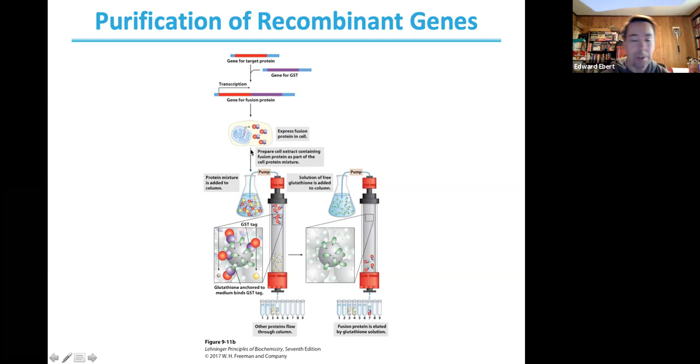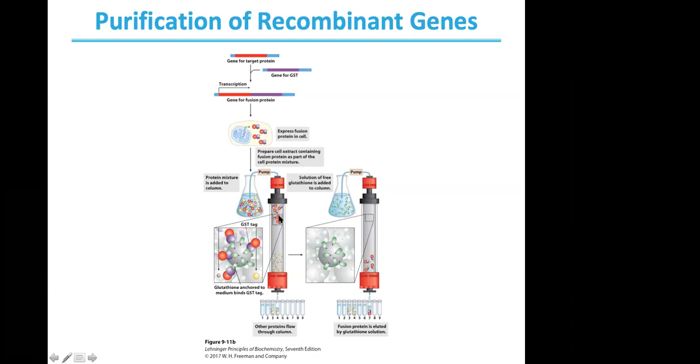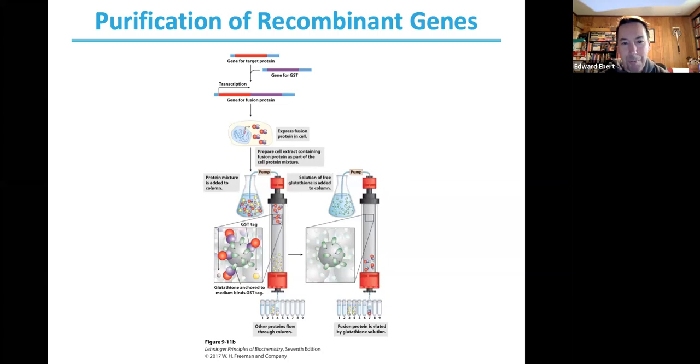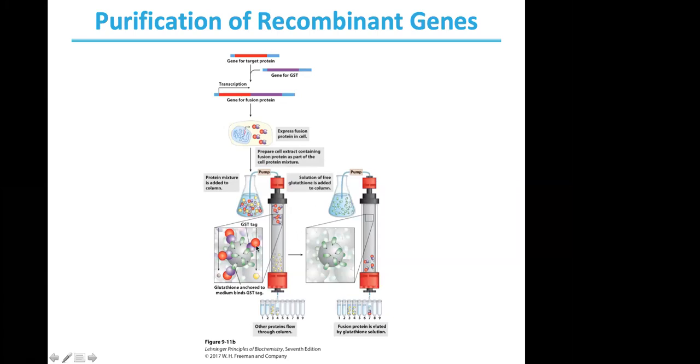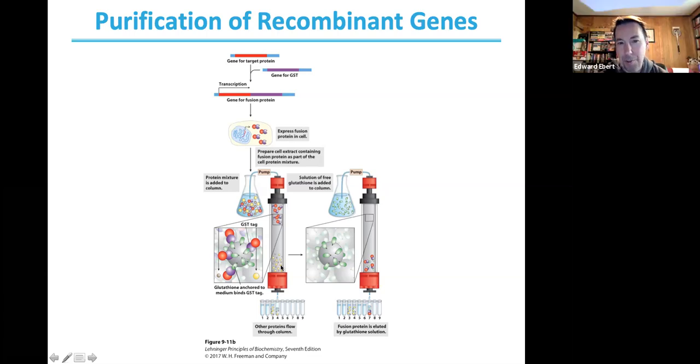We can chop up our cells, make our whole cell extract here, and pass it through a column, and our glutathione will bind to its glutathione binding partner in there, and everything else should wash through. Our glutathione tag will bind here, and everything else should wash through.